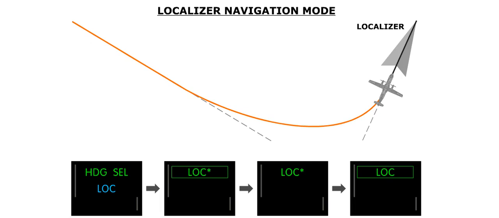The localizer navigation mode is similar to the VOR mode, except that there is no overstation mode. The messages are replaced with a localizer message.